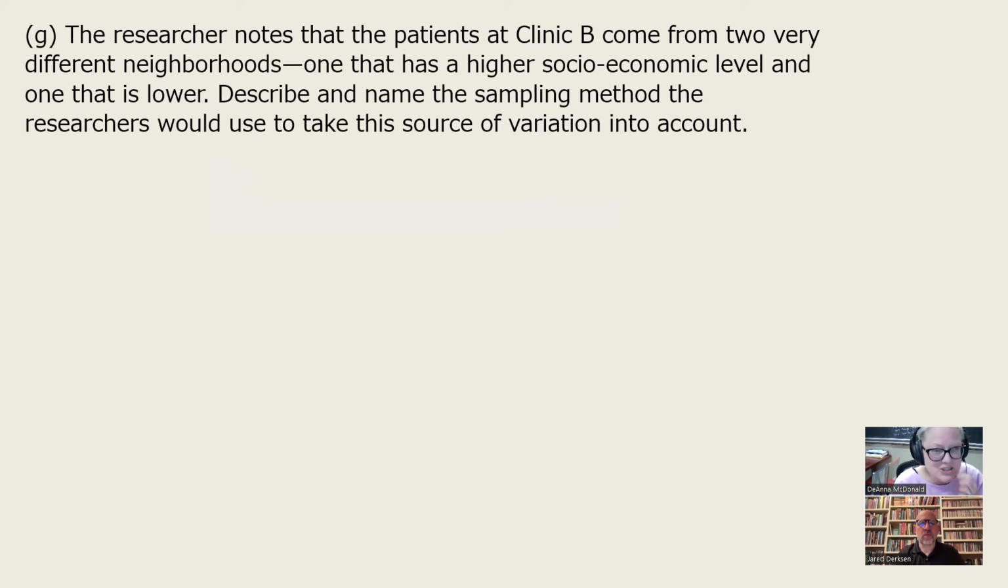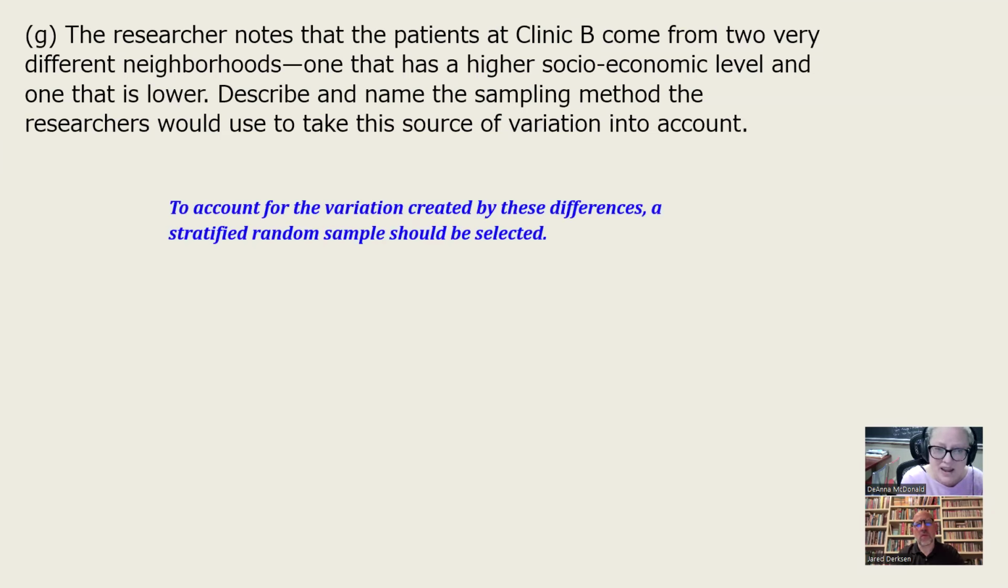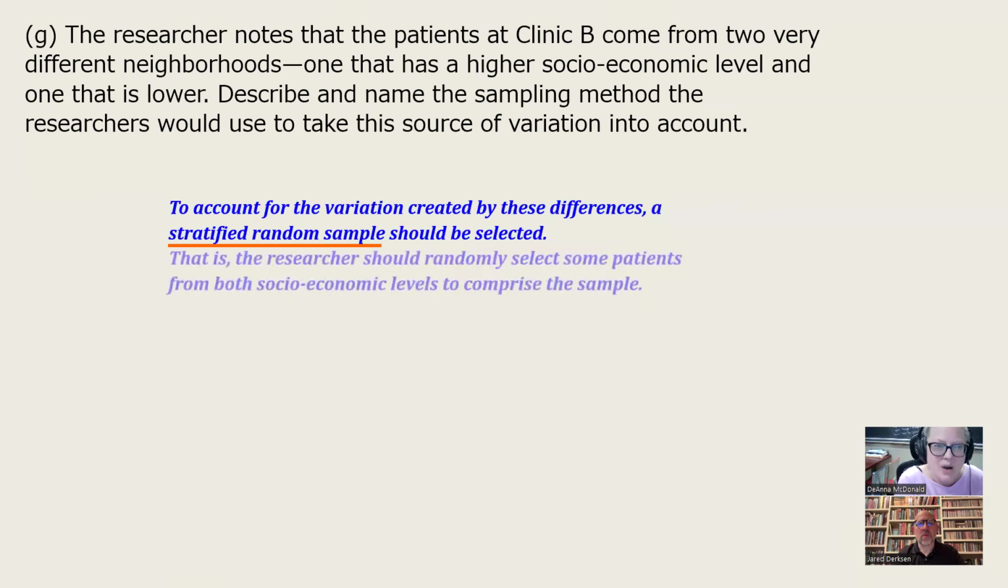All right. A researcher notes that the patients at Clinic B come from two very different neighborhoods, one that has a higher socioeconomic level and one that is lower. Describe and name the sampling method that the researchers would use to take this source of variation into account. So to account for the variation created by these differences, a stratified random sample should be selected. So I've just named the sampling technique. And now I need to describe it. The researcher should randomly select some patients from both levels to comprise that sample.